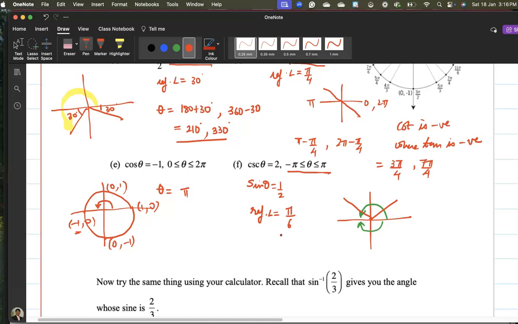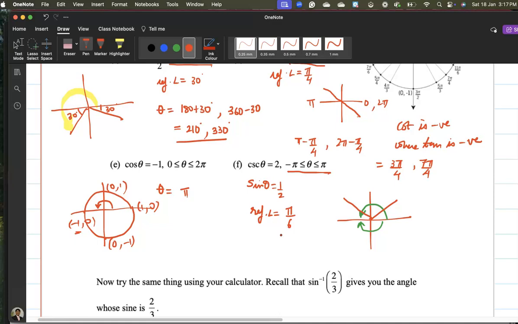If it's 60 degrees, what will give 360? 60 degrees, how will you get 180? 60 into 3. So pi by 3. Also, 45 into what will give you 180? 45 into 4. So pi by 4. 45 is pi by 4.